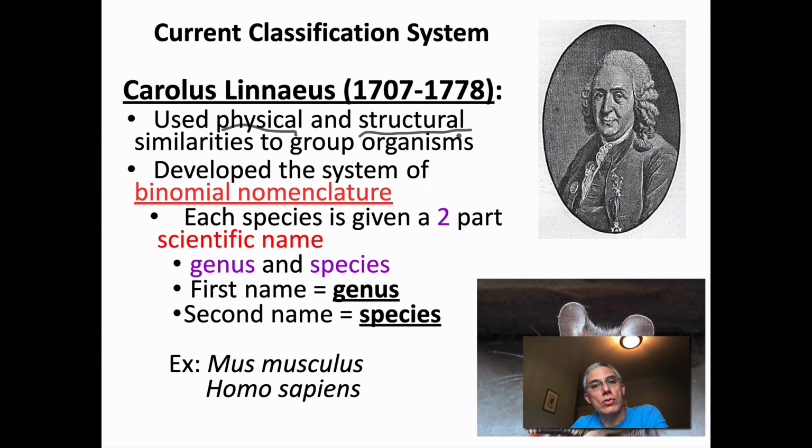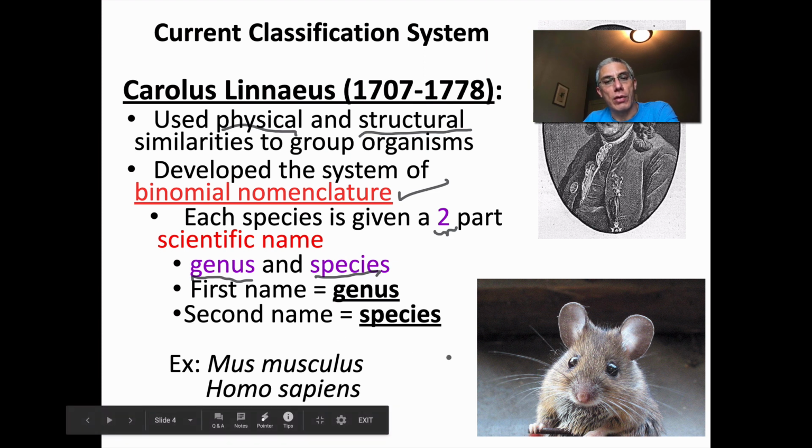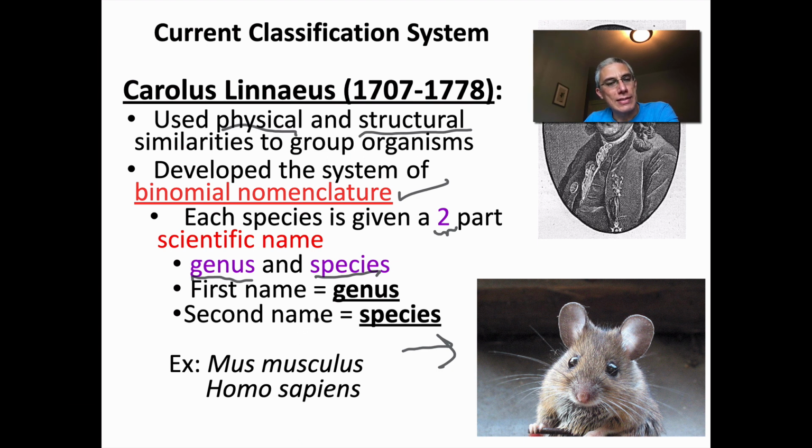In addition to classifying organisms based on physical and structural similarities, he also developed a system of naming organisms, and he called this system binomial nomenclature. He gave each species a unique two-part scientific name. The first part of that scientific name is the genus, and the second part is the species. If you look down towards the bottom, we have a mouse over here on the right-hand side, and its scientific name, I think, is musculus.